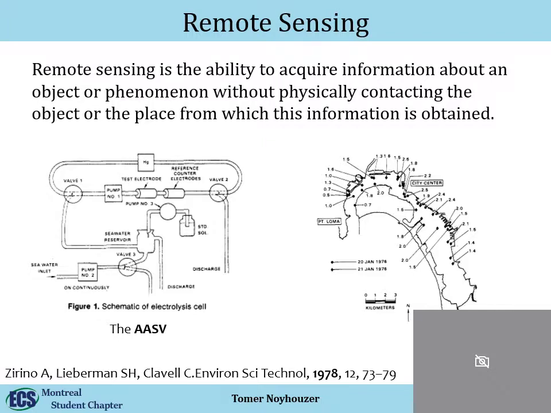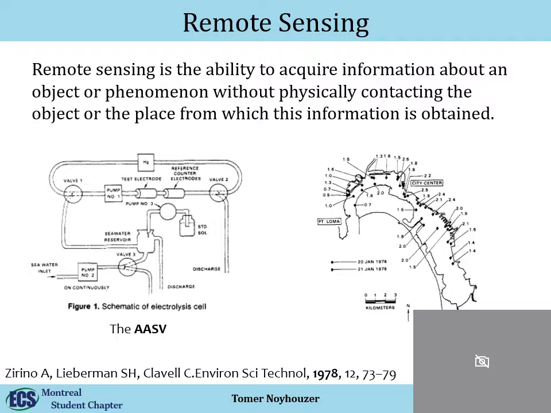That's the remote sensing. Now, remote sensing is the ability to acquire information about an object or phenomena without physically contacting the object or the place for which the information is obtained. And here you can see an example from 1978. That's the first online monitoring, sensing method that people used. Basically, they had a boat that traveled the Bay of San Francisco, and they measured the concentration, I think it was cadmium and arsenic, in different locations. And after a few months, they had a precise map of the concentrations of those metals in different areas.